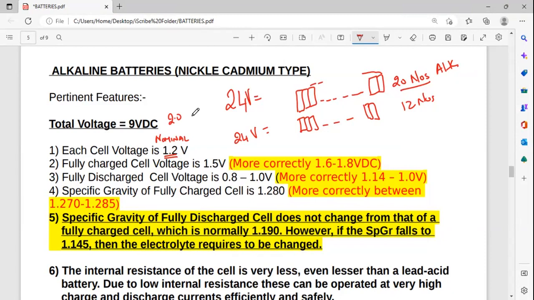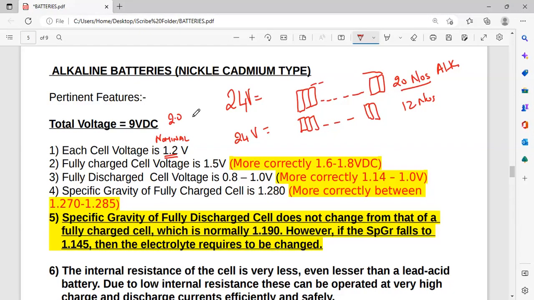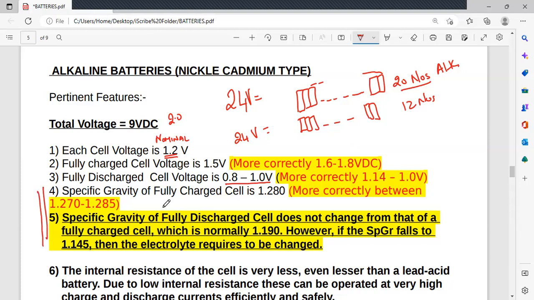What is the fully charged cell? 1.5 volts. More correctly 1.6 to 1.8 volts. As I said, even 1.5 volts is taken as the correct answer in your exam. Fully discharged cell 0.8 to 1 volt, more correctly 1.4 to 1 volt. This is also acceptable, no worries. Now pay particular attention to points 4 and 5.